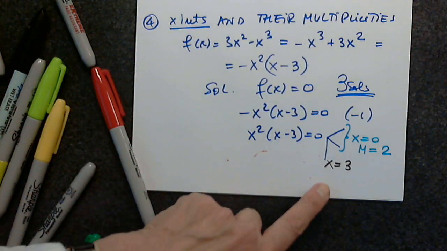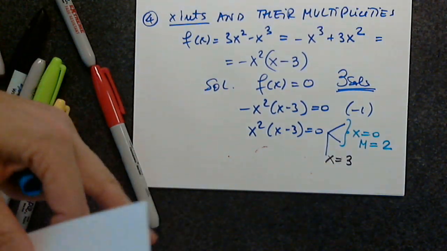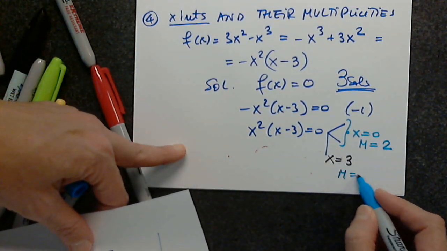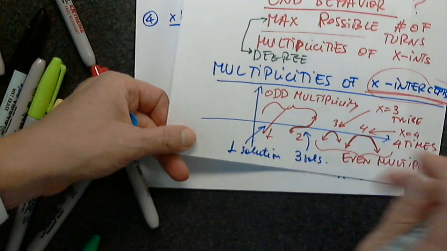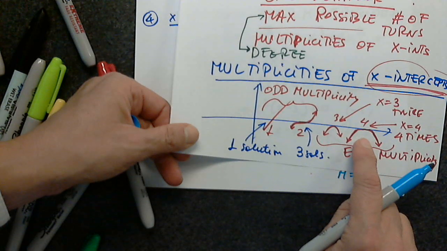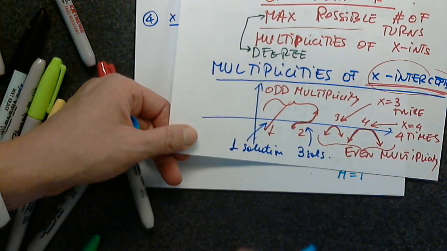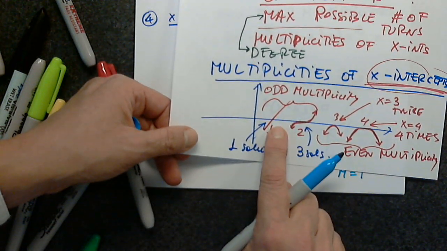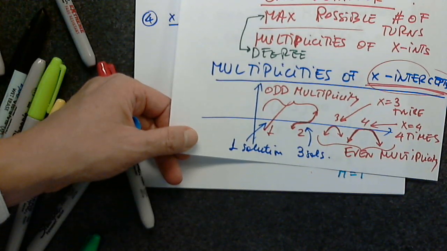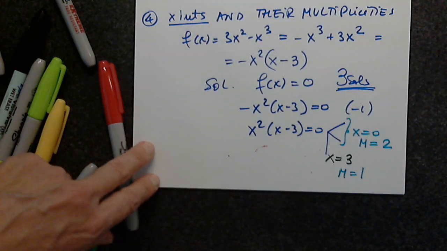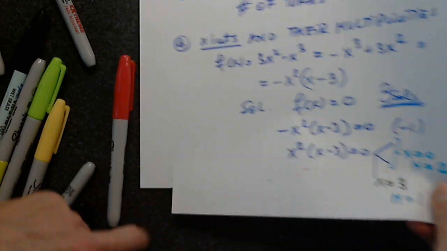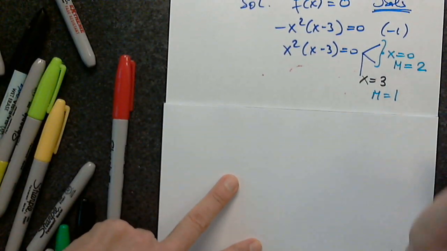Okay. What is the multiplicity for x equals 3? 1. What will that case be? Case 1, case 2, case 3, or case 4? Exactly. So when we get to graph the function, we know what happens at those points. Perfect. Awesome. Number 5 on the list. Any questions so far?